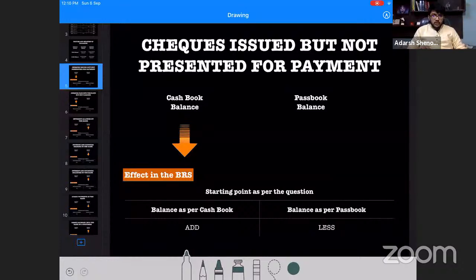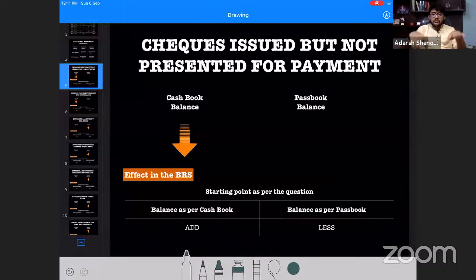Do you remember? Is this an error? No, it's not an error. This is a check issued but not presented for payment. You only told me yesterday. This is a genuine timing difference. No one has made a mistake over here. They have recorded when they have to record it. That is how accounting works. No one has made a mistake, so it's not an error on anyone's behalf.